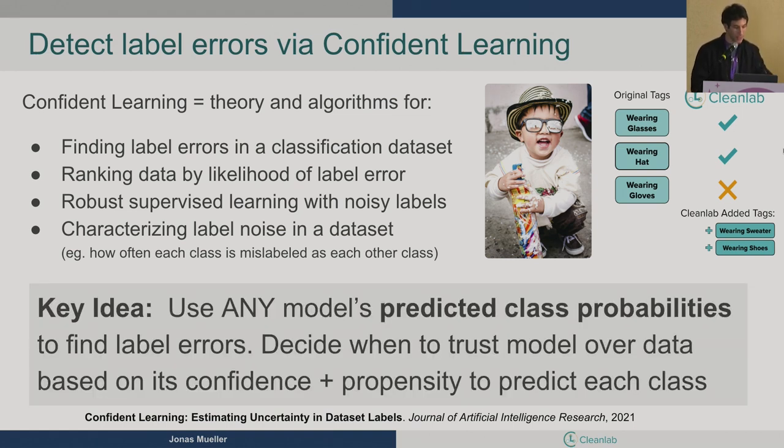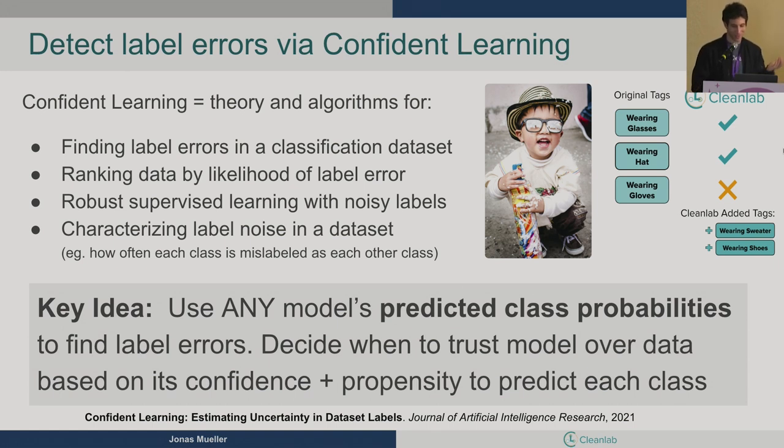And really the key idea of this algorithm, I'm not going to go into the math here, but you can check out the paper, is to use any model's predicted class probabilities, right? So every classification model that pretty much exists gives you some form of predicted class probabilities, and that makes this algorithm usable with any trained machine learning model. But the key idea is you're going to use those predicted class probabilities to find these label errors, and really what you're trying to adjust for is when is my model doing a bad job, right? So a baseline approach would just be to say anytime the model makes a different prediction than the data, we're going to say the data is wrong.